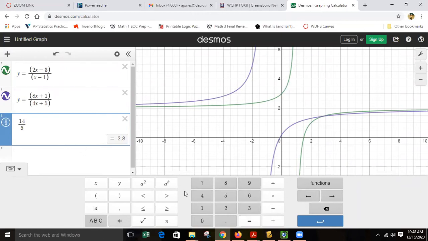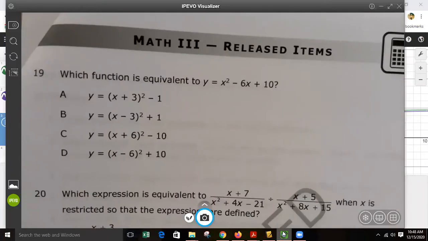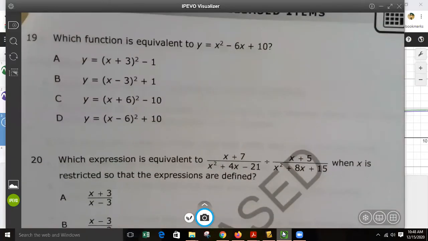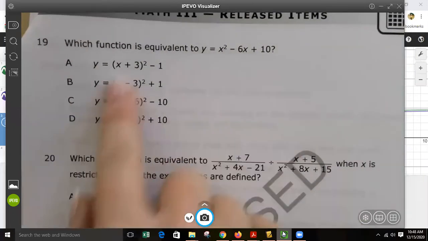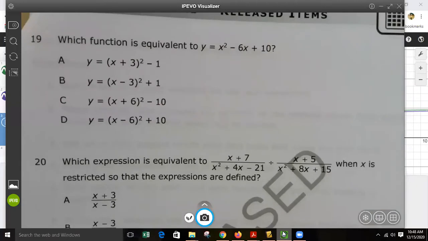On your next one, number 19 is the exact same thing. Which function is equivalent to that? Anytime you see equals or equivalent, you can literally just type it into Desmos. I'm going to type this into Y1. So you can do completing the square if you'd like. It doesn't matter. Or you can plug it in and compare it to your answers.